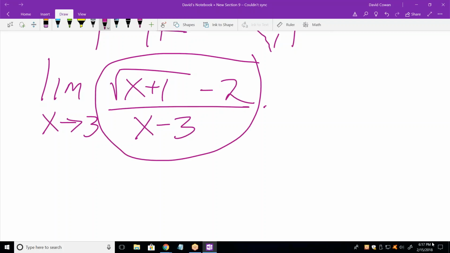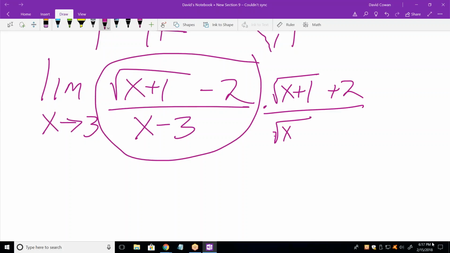Okay, well, what's the conjugate of the top? The square root of x plus 1 plus 2? Yep. I've got to multiply the bottom by that same thing because I'm only allowed to multiply this fraction by 1. That's the number 1. Now what's going to happen when I do this is it's going to turn into something other than 0 over 0. The top turns into this: x plus 1 minus 4.